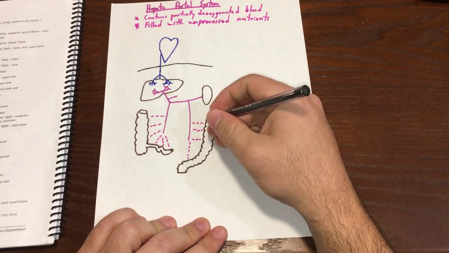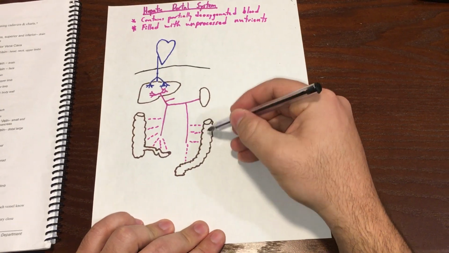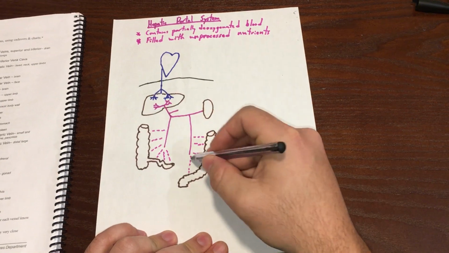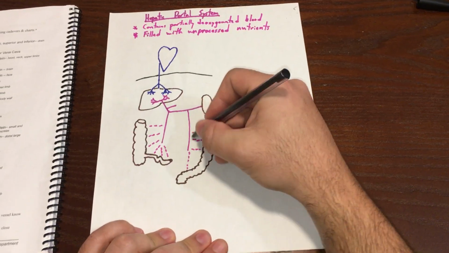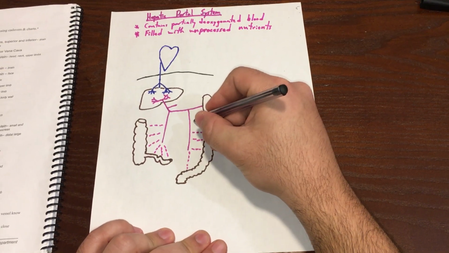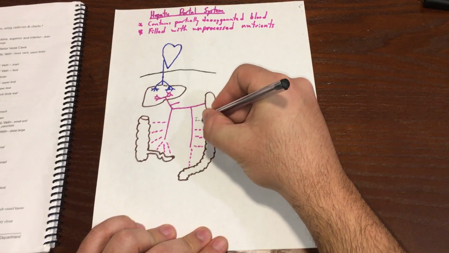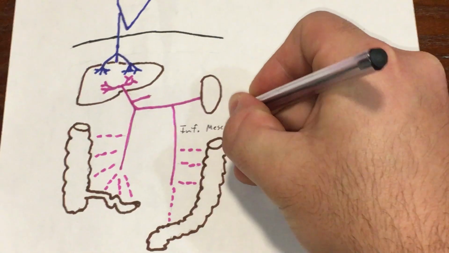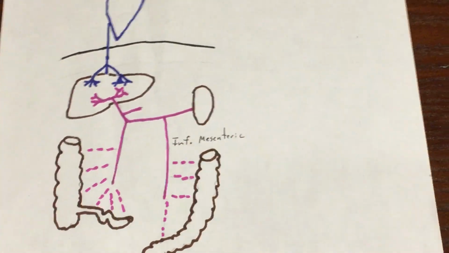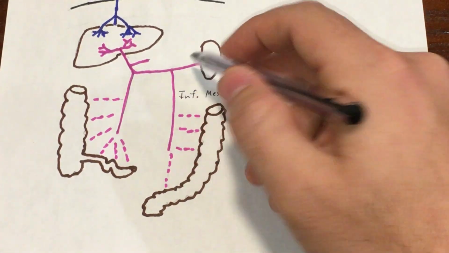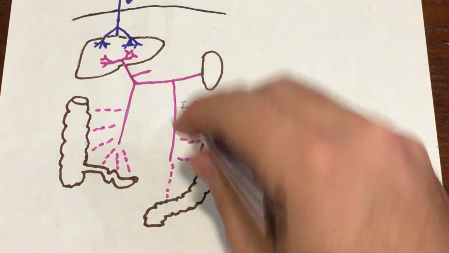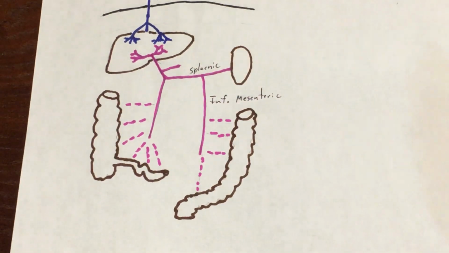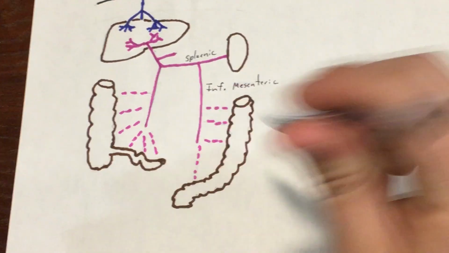Okay, so let's start down here. Here we have the descending colon, the sigmoid colon, and then the rectum. You're going to have a lot of vessels coming off of here, leading to this main vein here. This would be the inferior mesenteric vein. It's going to actually attach up here at the splenic vein coming off the spleen.